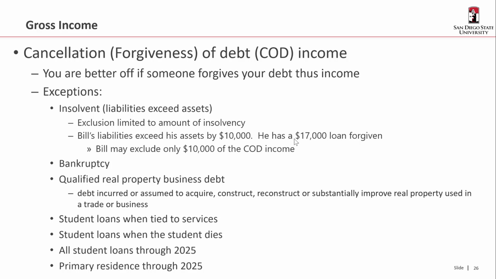Like, oh, I can't pay it. Can you forgive part of the debt? You can exclude that cancellation of debt income, but what you're going to see is you're going to have to reduce your basis in whatever that property is that was secured by the debt.